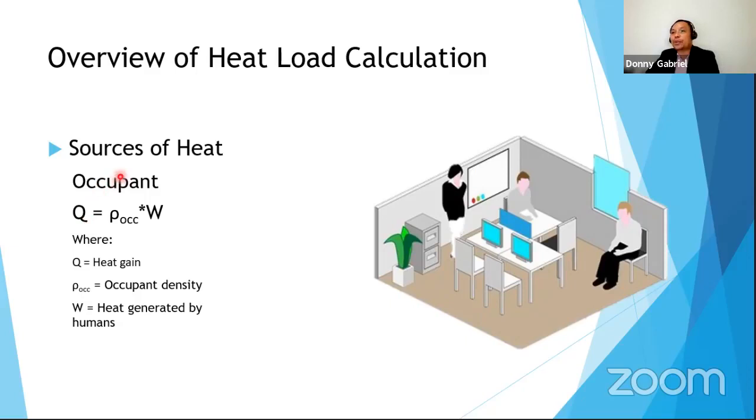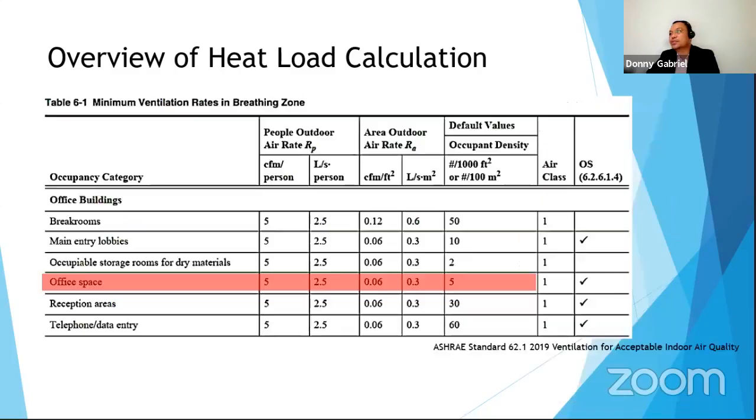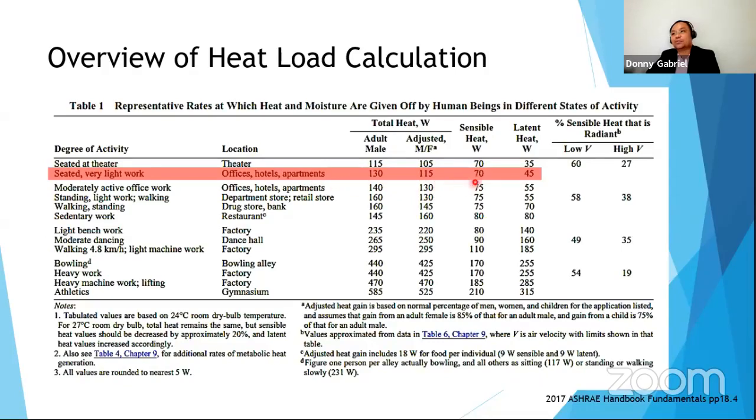So the formula for occupancy heat load is Q = occupant density × the heat generated by the occupants. The occupant density can be found in Table 6-1 in ASHRAE Standard 62.1, 2019. So here in the office space, the code is saying that for every 100 square meters of office area, there will be 5 occupants. So this is our occupant density, 5 people per 100 square meters. And these 5 people will generate this amount of heat.